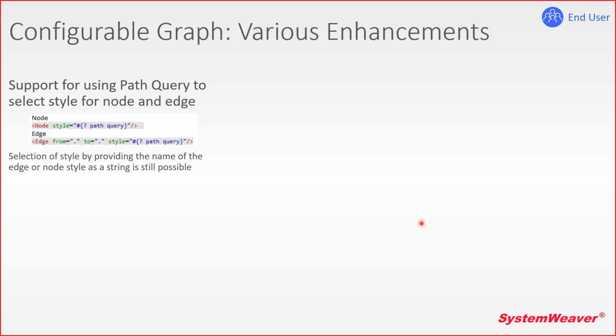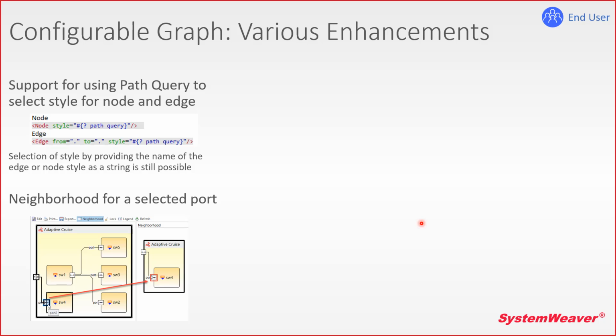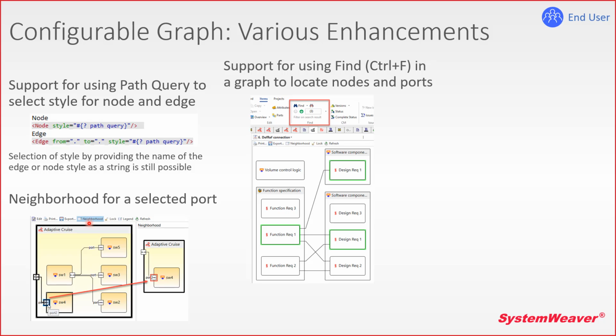Other enhancements in the configurable graph is support for using path query to select style for node and edge. You can still use a string as well. You can now select a port in the graph and use the neighborhood option on the toolbar. You can use the find item ribbon group here to find nodes and ports in your graph, and the hits will be highlighted in green, this little green frame.